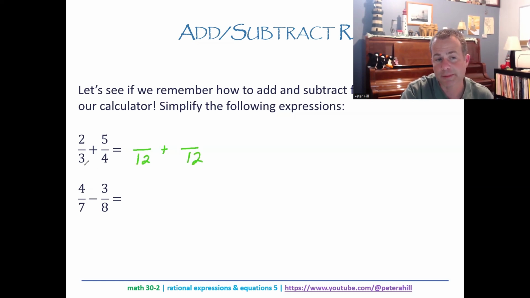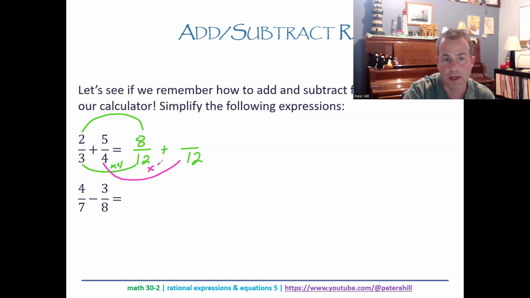Now I need to ask myself, how did I go from the 3 to the 12? Well, I multiplied by 4. So whatever I do to the bottom, I have to do to the top, and that will become an 8. Then I'm just going to switch colors so I don't get too messy here. How do I go from the 4 to the 12? Well, I multiplied by 3. So whatever you do to the bottom, you have to do to the top, so that will become a 15.